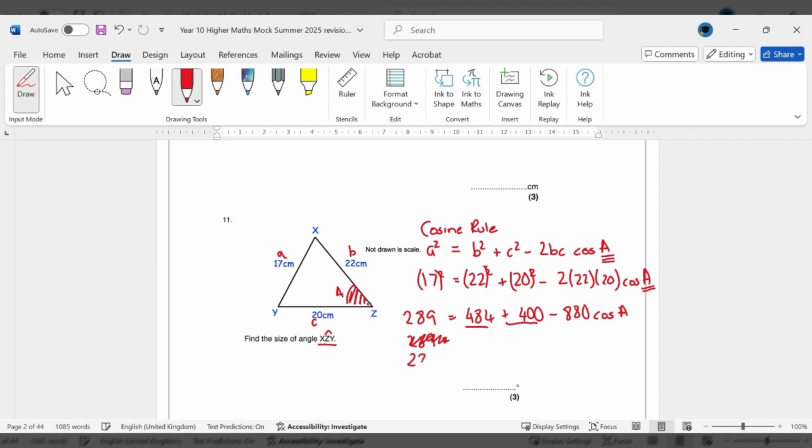So what we've got then is 289 equals, we can add those together, 884. We can't take the 880 away because it's tagged onto the cos A, it's times the cos A. It's like 3x, it's a different thing. However, to leave the cos A by itself, the 884 could go over the other side and take away from the other side.